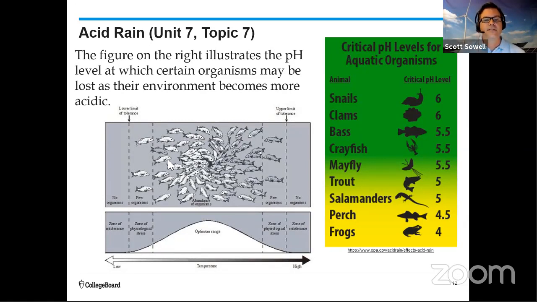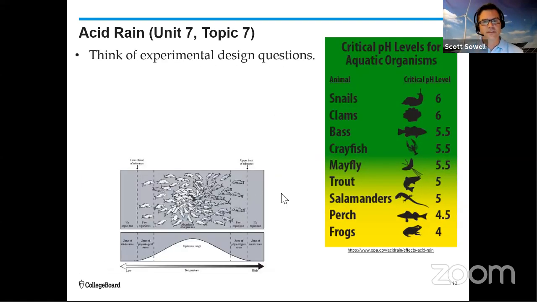So here in the middle, this is the optimum temperature range for these fish. They like this temperature, they function perfectly in this temperature. But too high or too low, you get into this zone of stress where they're not functioning properly. And then you get into these zones of intolerance on the final ends where they just cannot live there. So if we think about pH, the same kind of influences.